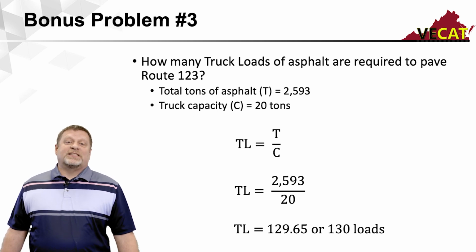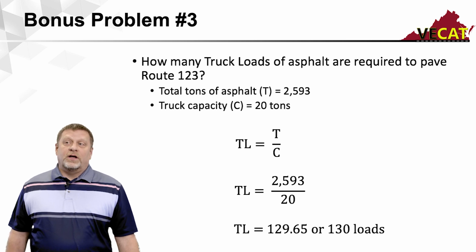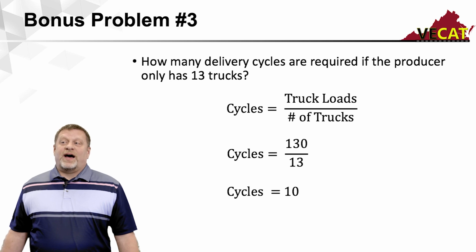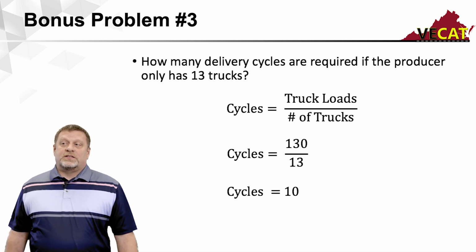So how many cycles will the trucks have to make to place 130 loads if I have 13 trucks? Basically you just divide it out and you'll see that it takes 10 cycles. So if I was placing on Route 123 a day and I wanted to place all 2,000-plus tons, I would need to make sure I can accommodate 10 cycles with 13 trucks to complete this roadway in 1 day.